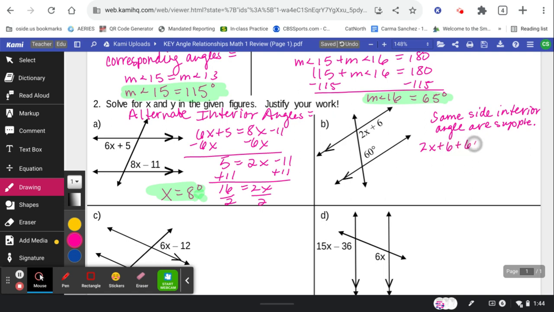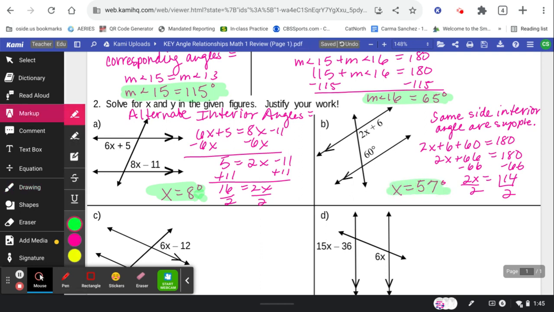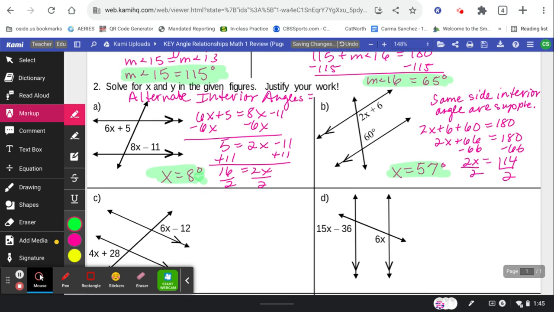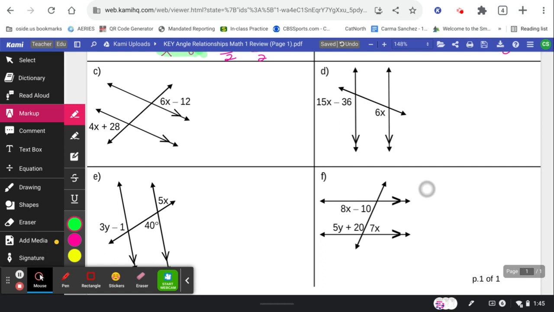2x plus 6 plus 60, those are going to add up to 180. So 2x plus 66, minus the 66, 2x equals, grab a calculator, do 180 minus 66, and I get 114. Divide that by 2, and I'm getting 57 degrees. Highlight. Notice how I'm having to put the reason and the work. The reason and the work.